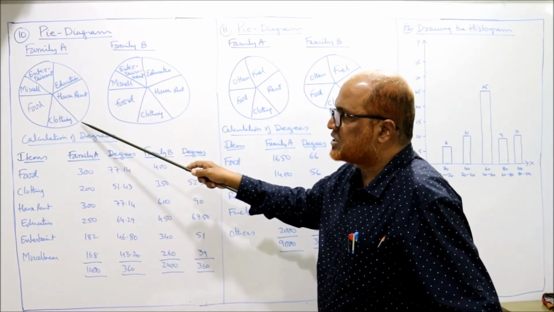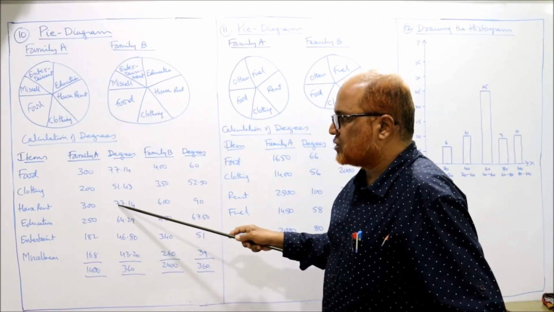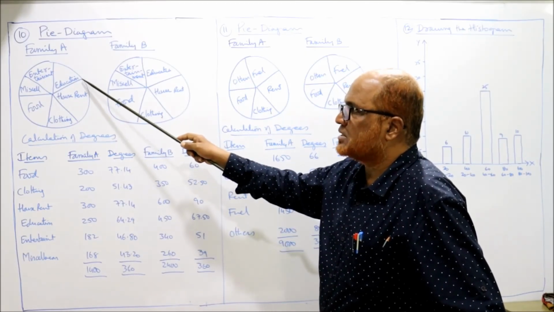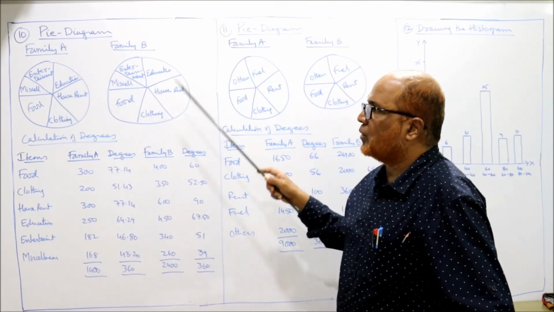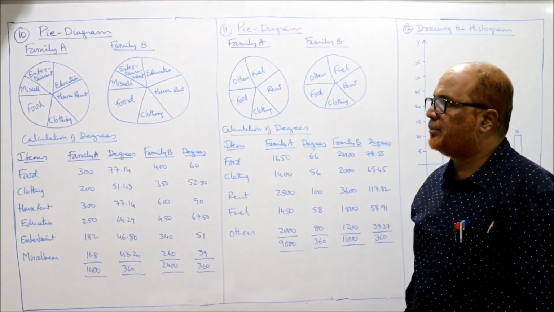Put the D scale at this point. Then house rent. House rent is 77.14. Here at 77.14, put a mark, join. Like this you have to make it for both family A as well as family B.